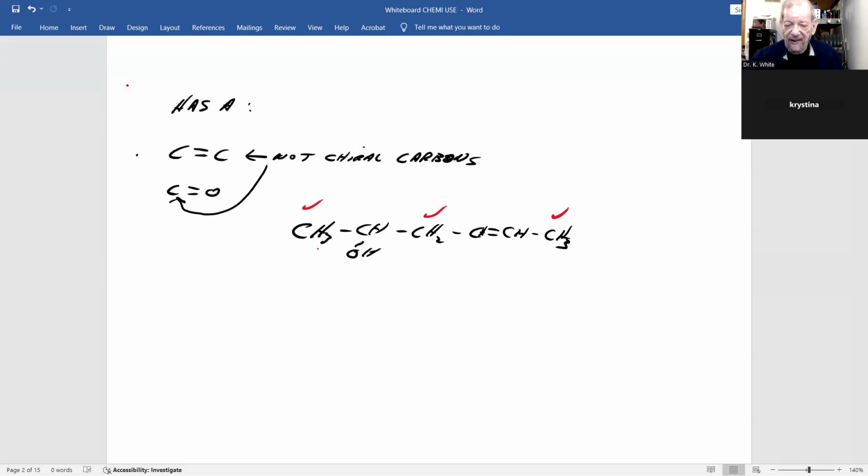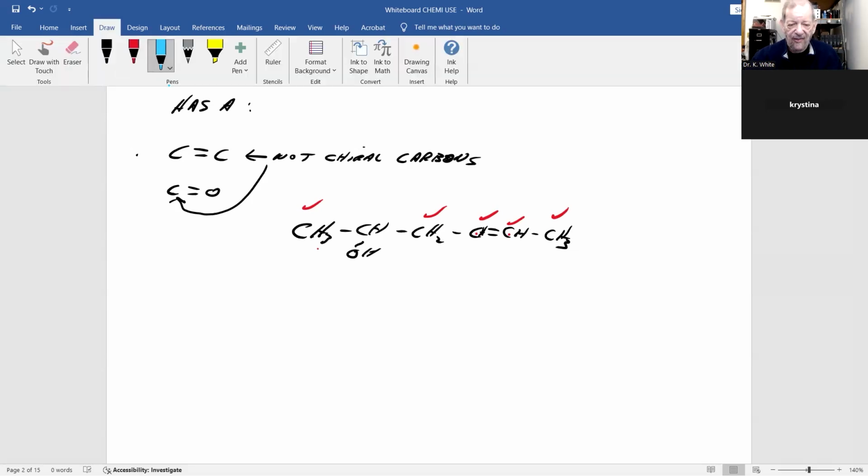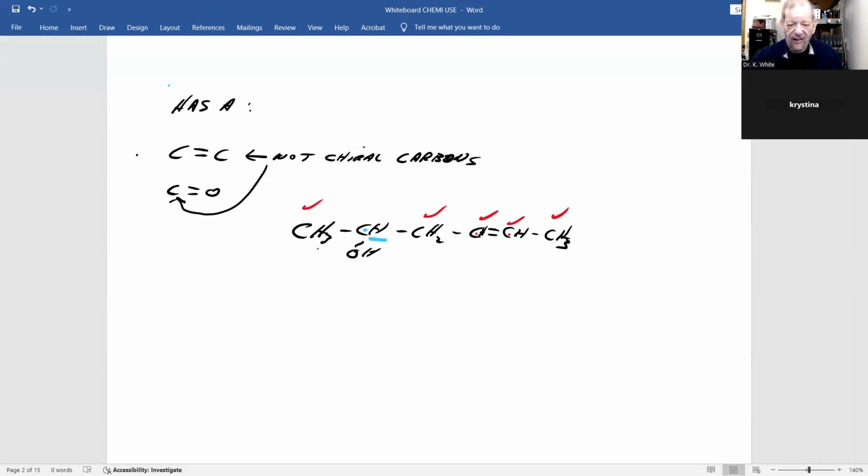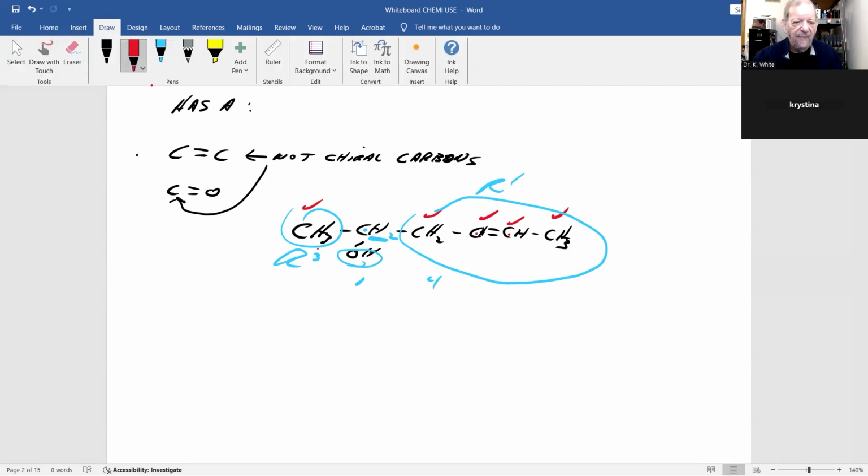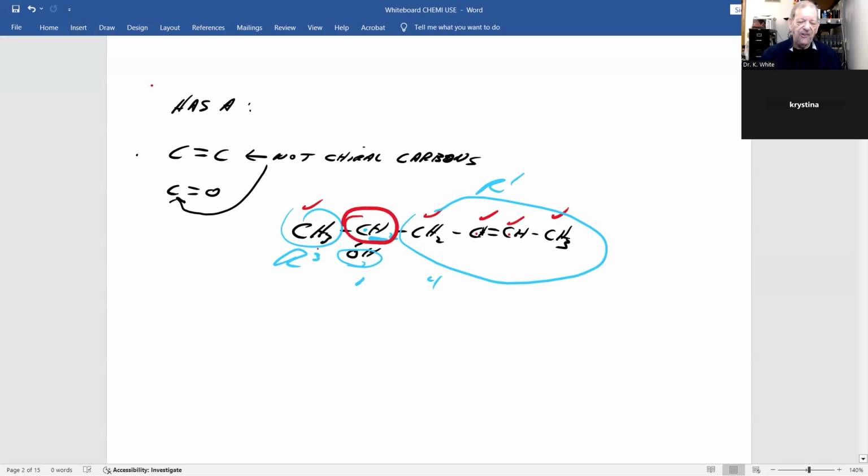Now, this one right here is in a double bond, so it's out. Same thing here. So if we go back and look at this carbon, it has a hydrogen, hydroxyl group. Let's call this methyl R, and all this R prime. Therefore, it has 1, 2, 3, 4 different groups, atoms, or a combination thereof. Therefore, this is the one I would circle as the chiral carbon. And I have examples of that in a practice problem set.